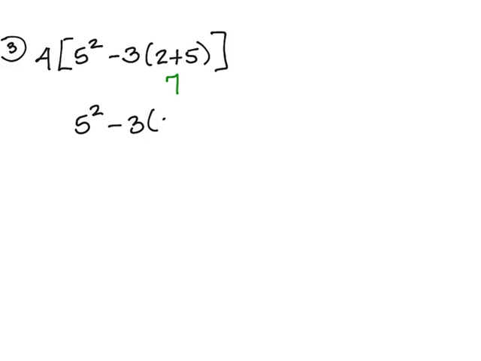Number 3. Simplify. We've got 4, open bracket, 5 squared minus 3 times the quantity 2 plus 5, close bracket. So this is order of operations. What are we going to do first? Parentheses, okay. Inside this parenthesis, we're going to do 2 plus 5, which is what? 7. Okay. So we've got 5 squared minus 3 times 7. If I just rewrite all my steps, then what?